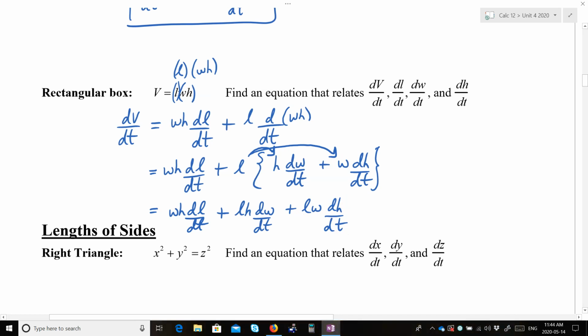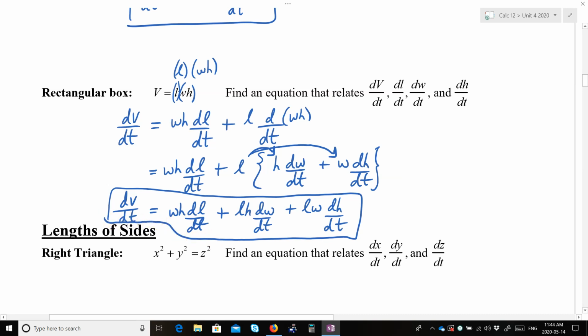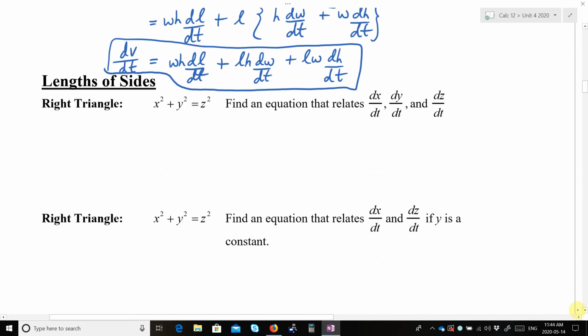And if you look at that, each of the letters basically takes a turn with its derivative form. So you've got WH dL/dt, and then it's LH, and the W's turn to be dW/dt, and then LW, and then dH/dt, H's turn, so to speak. Okay, so that's a nice formula relating those rates of change. I don't think I want to say anything more about that. That's looking good. Then we can talk about lengths of sides, right triangle.